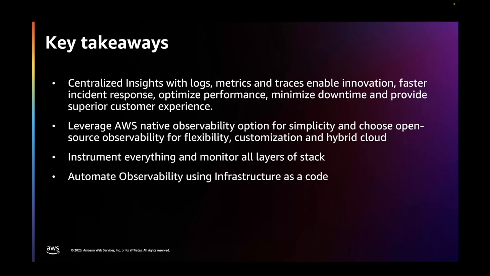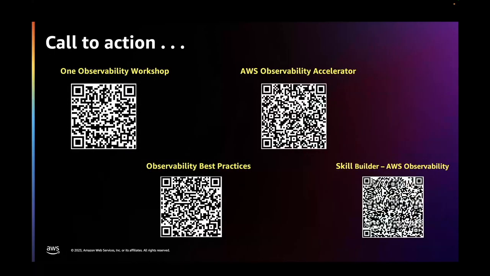Next slide. As a call to action, to get hands-on experience, we highly recommend you visit our One Observability Workshop. It covers both the AWS native option and the open source observability option in pretty good detail. You get hands-on module walkthroughs for the specific use case you have. We also talked about the Observability Accelerator. And if you're looking for specific best practices, I highly recommend you check out our repository on observability best practices for the different workloads you have, and Skill Builder.